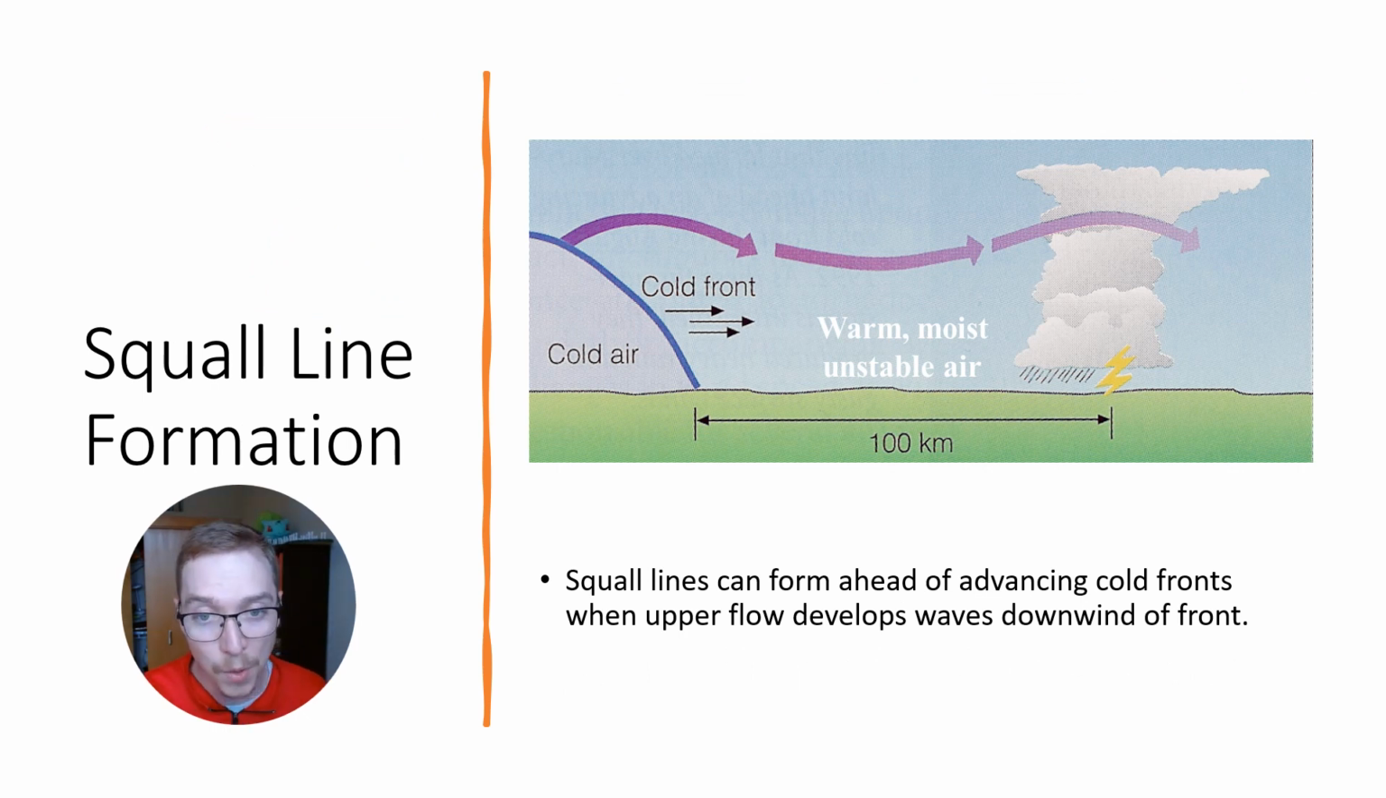We've got squall lines, another feature. Here you've got a really intense set of storms that can form ahead of advancing cold fronts. So here's our cold front, pushing in here. We've got this warm, moist, unstable air. That instability is really what you want. Basically, what you've got is a system that forms when upper flow develops waves, and you can see these wave patterns here downwind of the front.